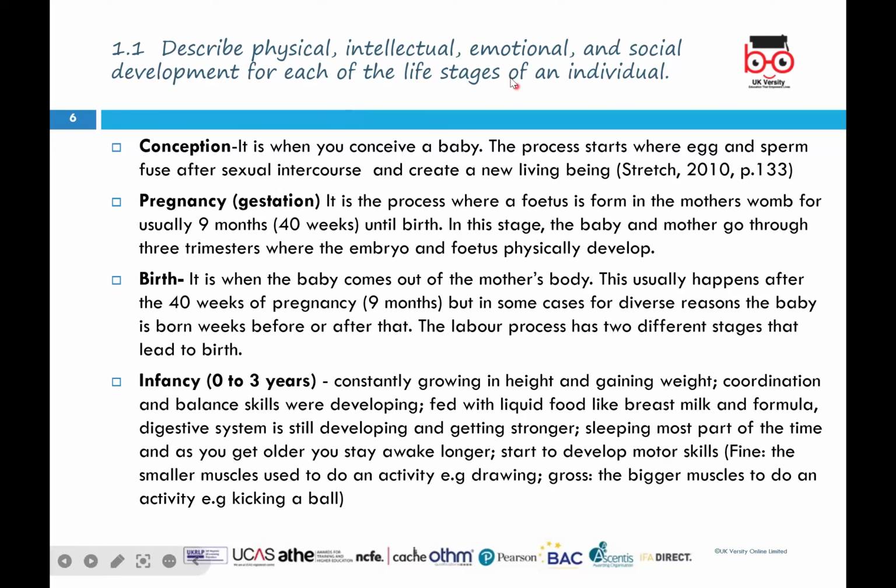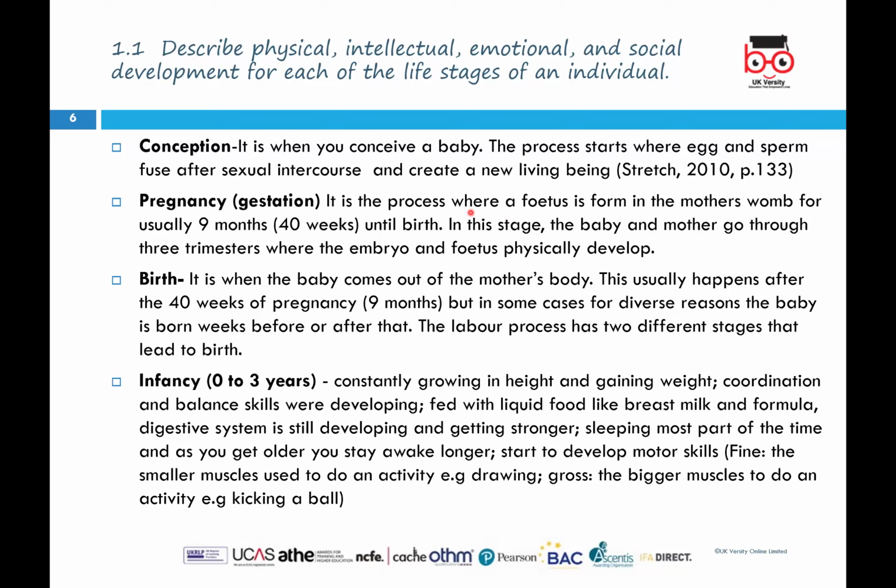So, from conception, it is when you conceive a baby. The process starts where the egg and the sperm fuse, and this is after sexual intercourse, and this creates a new life. Then you have pregnancy or gestation. This is a process where after the sperm and the egg meet, there's a fetus formation, and this goes through 9 months or 40 weeks until the birth of the child.